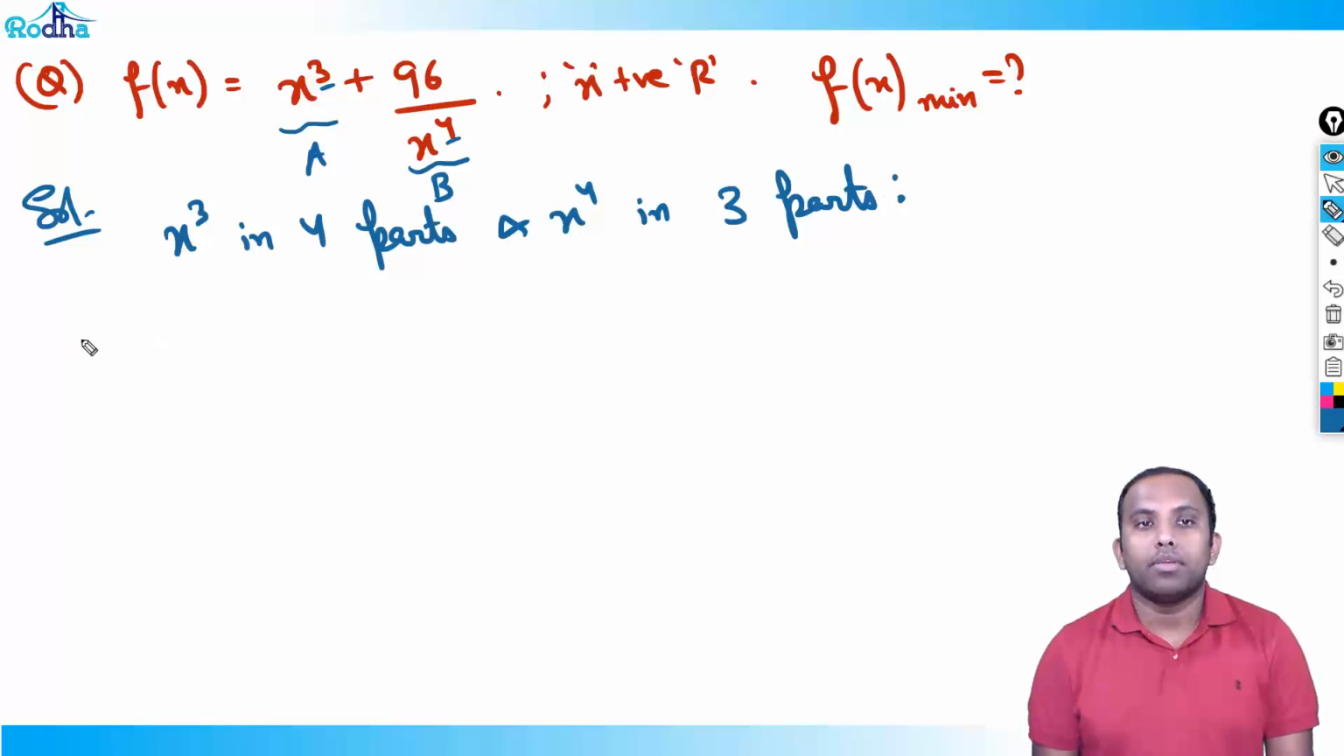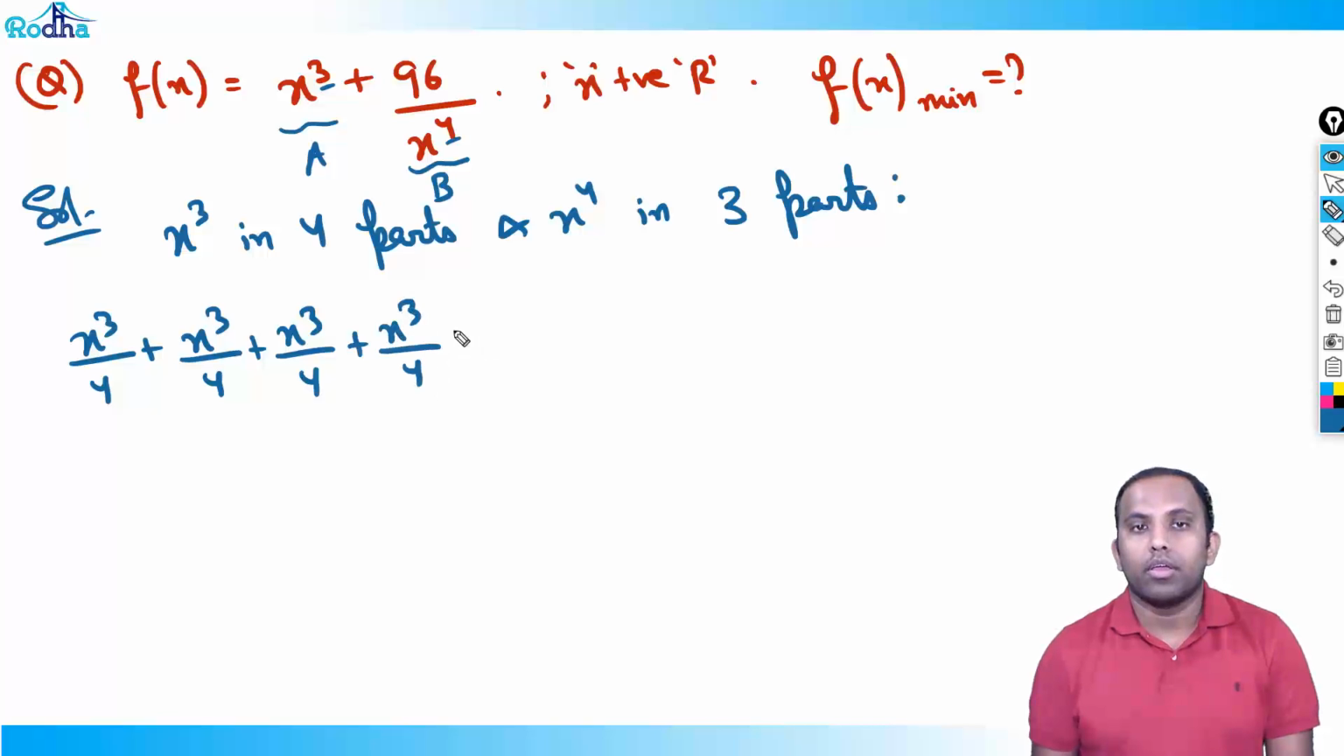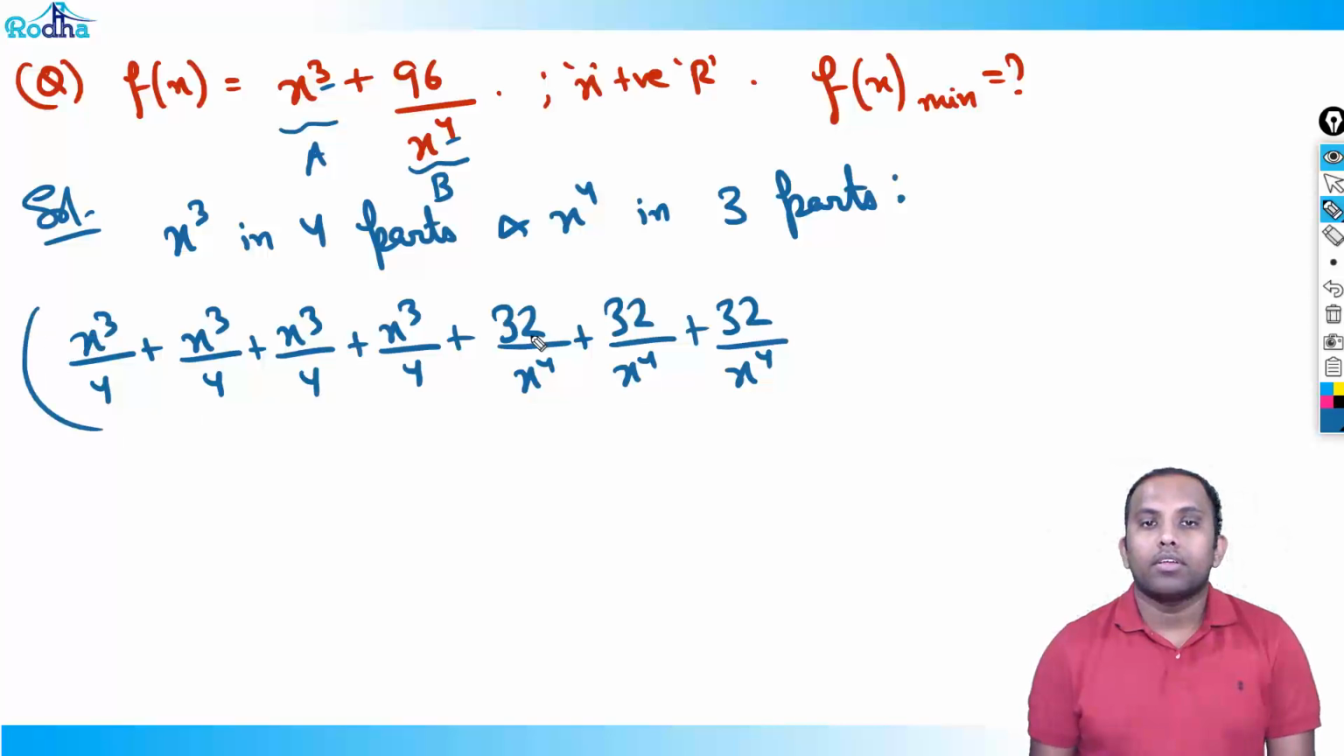Okay, that basically means that I can write it as x cube by 4 plus x cube by 4 plus x cube by 4 plus x cube by 4. Plus, now when x^4 will be in 3 parts, 96 also will be in 3 parts, right? So 32. So 32 by x raised to 4 plus 32 by x raised to 4 plus 32 by x raised to 4. Okay, so these are my terms now, right?